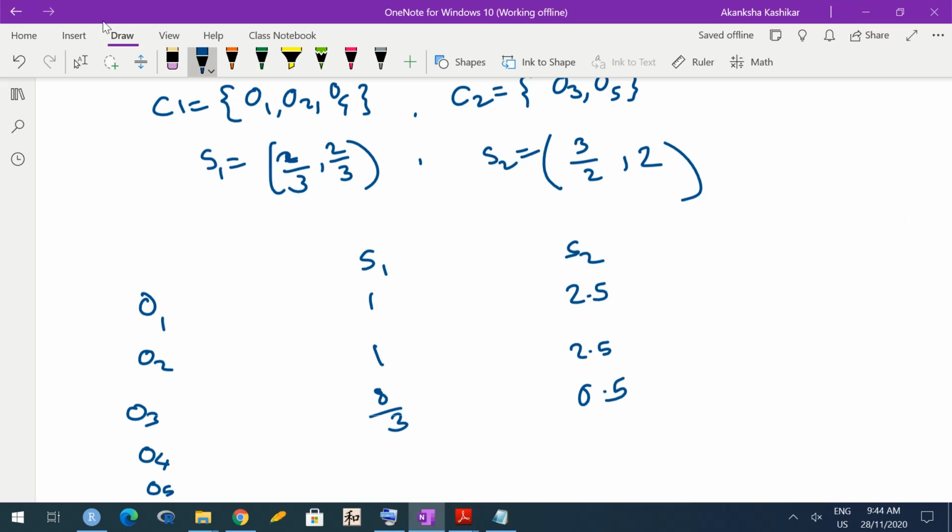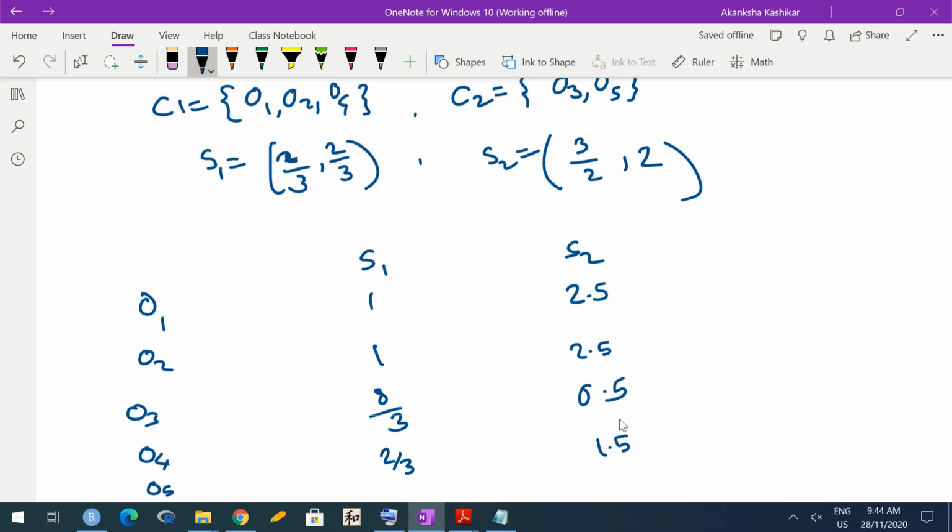Okay. O4 is 1, 1. So 1 minus 2 by 3, 1 minus 2 by 3. So it would be 1 by 3 plus 1 by 3. So basically it would be 2 by 3. Here it would be 0.5 plus 1. So it would be 1.5.